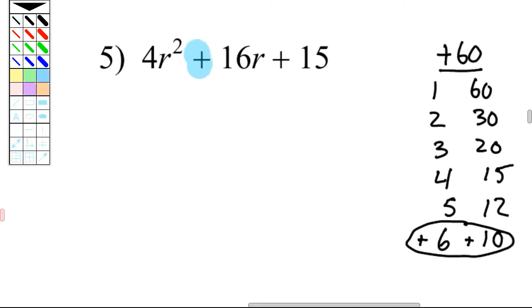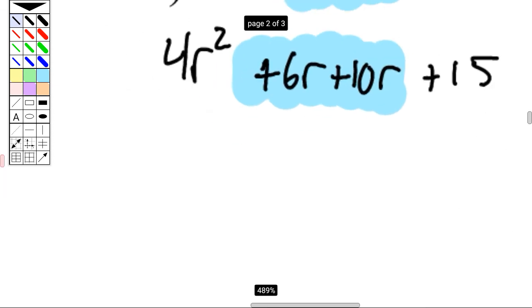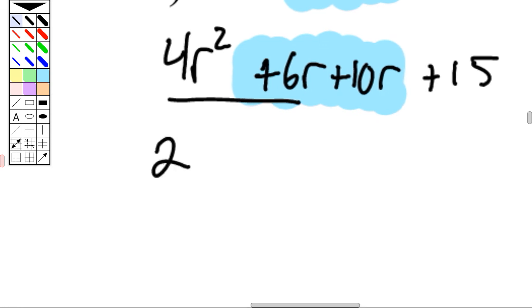So I'm going to replace this 16r with two terms. So we're going to use positive 6r and positive 10r. 4r squared comes down, plus 15. And factor the first two. Look at the coefficients. 4 and 6, they both have a 2 in common. R squared and r, the most r's I can take out is 1r.